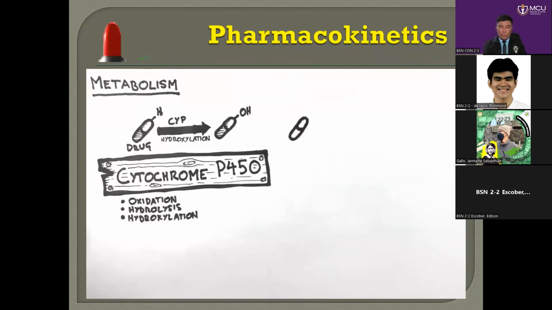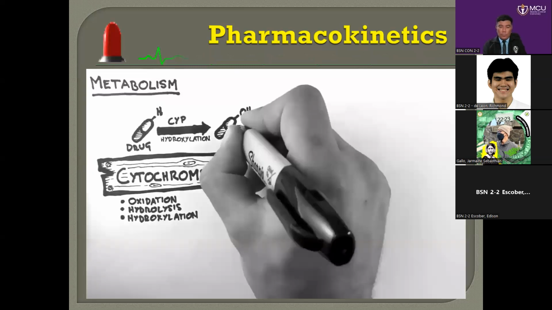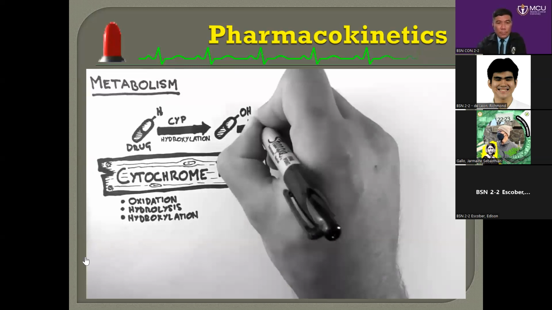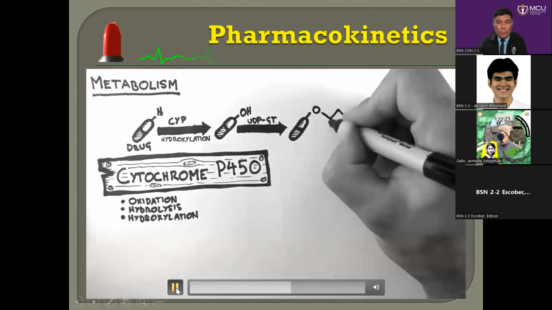But metabolism doesn't stop there. The presence of this new hydroxyl group creates a target for much larger molecules to be attached. There are many enzymes which can act upon this newly formed group. Here we will look at a common one, UDP glucuronyl transferase. Through the action of UDP glucuronyl transferase, a large glucuronic acid group is attached.